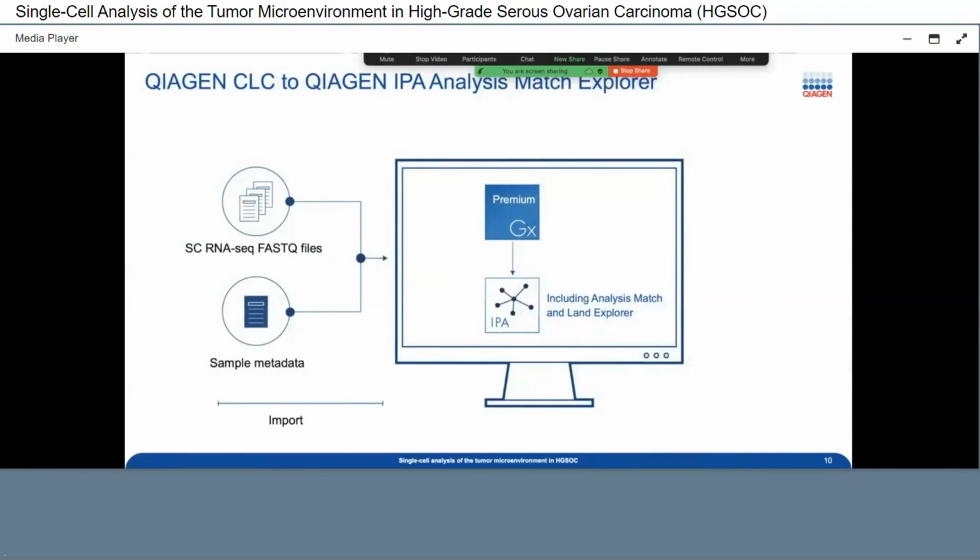Here it's a cartoon to simplify exactly how, as a biologist, I will use it, right? You have single cell FASTQ files. Here it was matrices, so think of it as a matrix. I have metadata which is attached. You import that into the premium module of Genomic Workbench. You process it according to a specific workflow that has been already set. It's a very easy, stepwise process. And you can directly send, that's the beauty, send the data directly to IPA. And IPA, which includes analysis match, I'm going to describe that, and an explorer. Now you can compare, you can contextualize, and you can explore the biology of that specific data set.